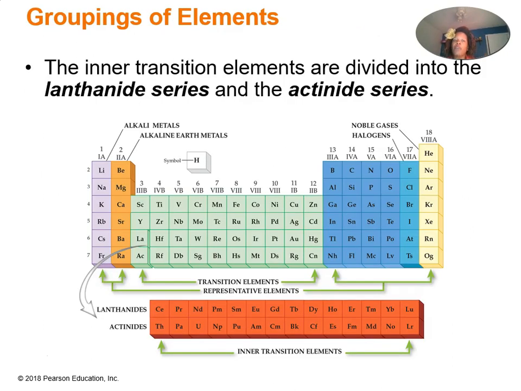Now, speaking of which, I'm going to give you the overview here. As you can see, we have the inner transition elements, and they are divided into the lanthanide and actinide series. The two listed here at the very bottom, okay, you will notice those are your lanthanide and actinide series. The reason why they took them out of the periodic table is to shorten it.